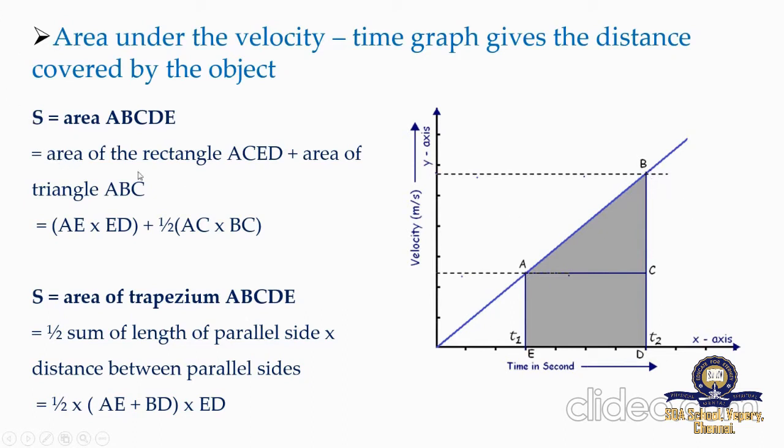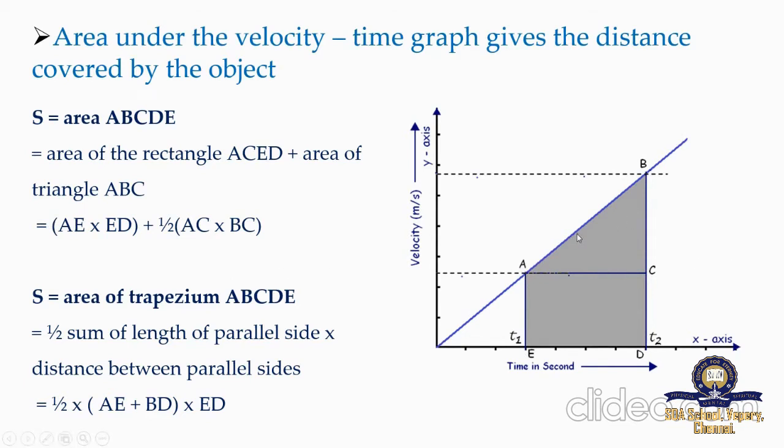So, area of rectangle ACED, and the area of triangle ABC. We know that the area of a rectangle is length into breadth. So length is AE and the breadth is ED. Whereas the area of a triangle is half into base into height. So half into base, which is AC, into height, which is BC. So you'll end up with AE into ED plus half into AC into BC.